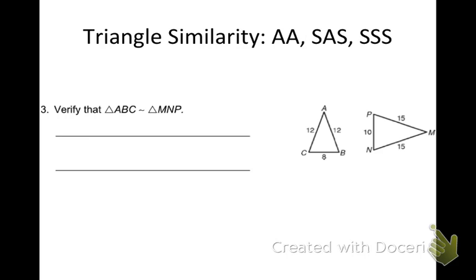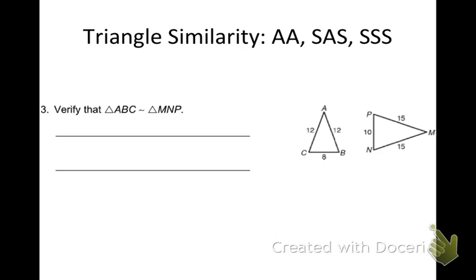Take a couple seconds to try number 3. Verify that triangle ABC is similar to triangle MNP. So when it says verify, you just want to write the ratios. Are the ratios the same, basically? So write a ratio, see if they're the same, and then state which similarity statement that would be. So let's look at this. What ratios did you set up? What's the similarity ratio, Ryan?